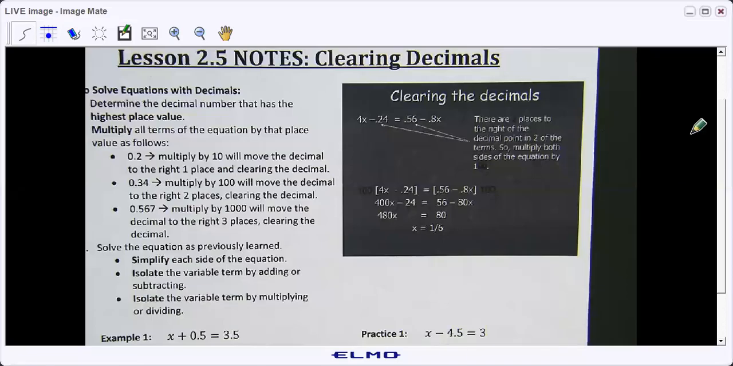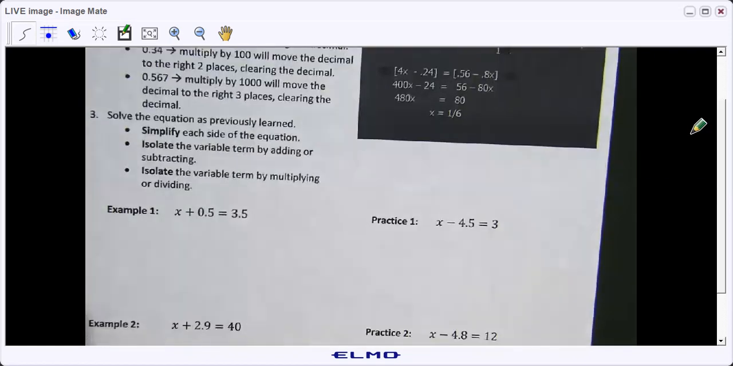Okay, so this lesson is all about solving equations with decimals. There are two ways to solve equations with decimals: clearing the decimals, and just using the decimals. I'm going to show you both ways, just like I did with the fractions. So let's look at example one.